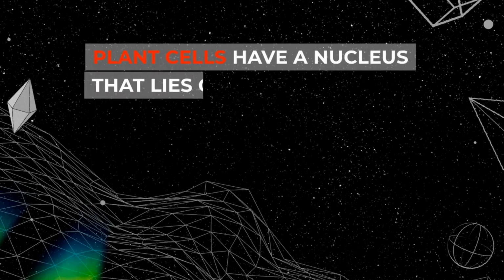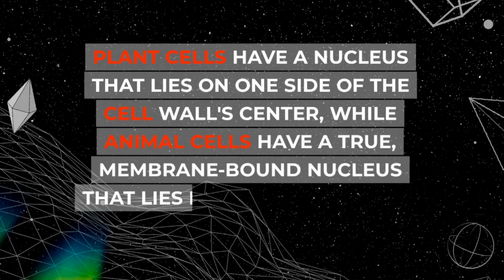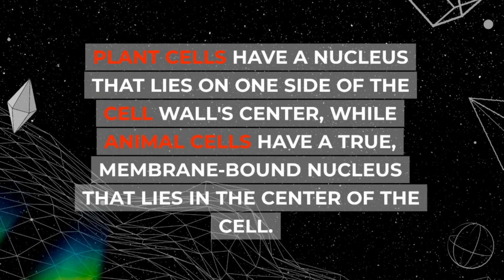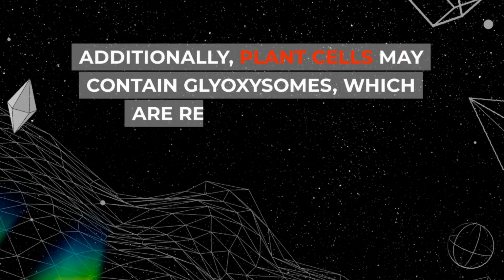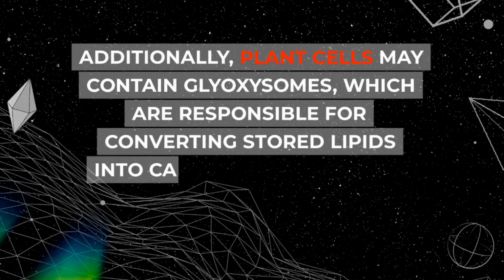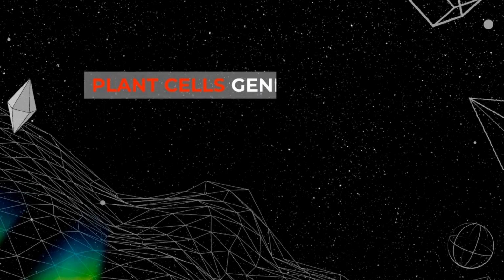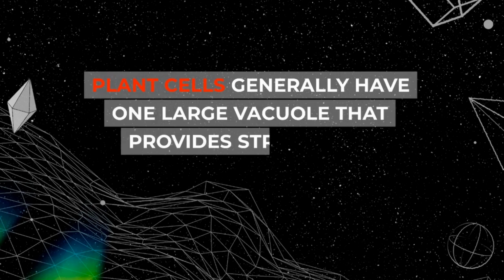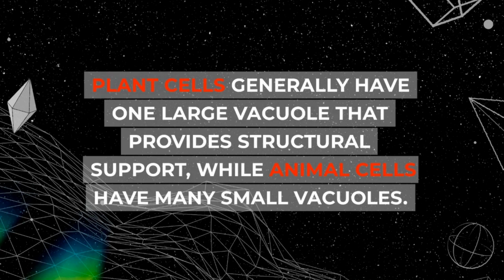Plant cells have a nucleus that lies on one side of the cell, while animal cells have a true, membrane-bound nucleus that lies in the center of the cell. Additionally, plant cells may contain glyoxysomes, which are responsible for converting stored lipids into carbohydrates, while animal cells lack glyoxysomes. Plant cells generally have one large vacuole that provides structural support, while animal cells have many small vacuoles.